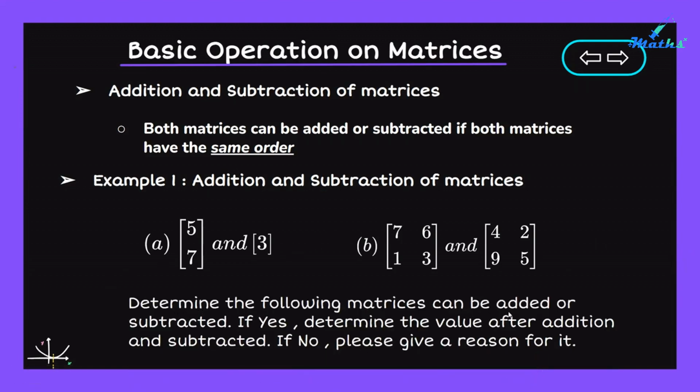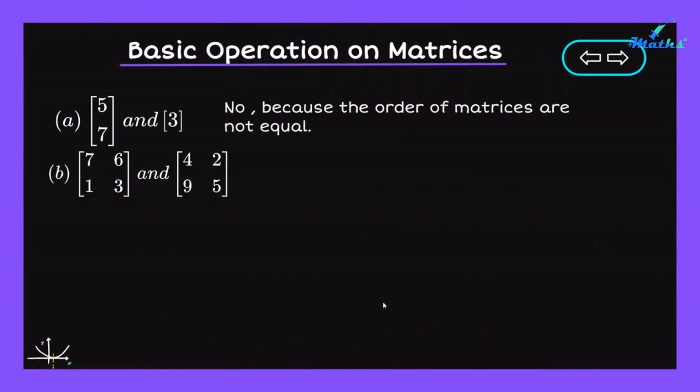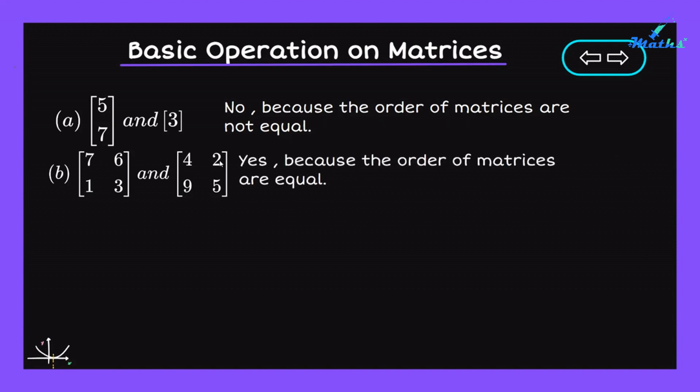Determine whether the following matrices can be added or subtracted. If yes, determine the value of the addition and subtraction. If no, just give a reason for it. A is no, because obviously the order of the matrices are not equal, so we cannot add or subtract them. So for B, it's a square matrix, so we can add or subtract together because the order of the matrices are equal.